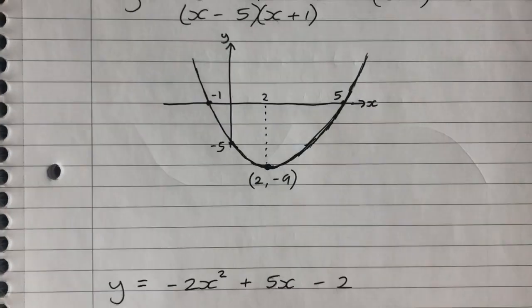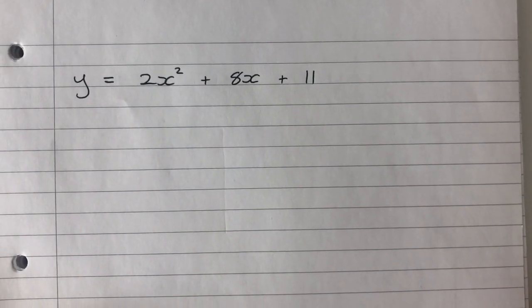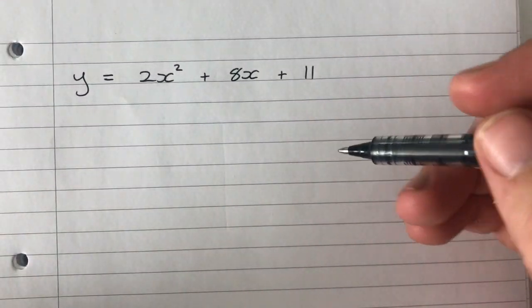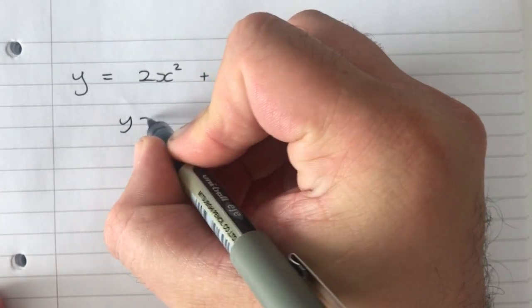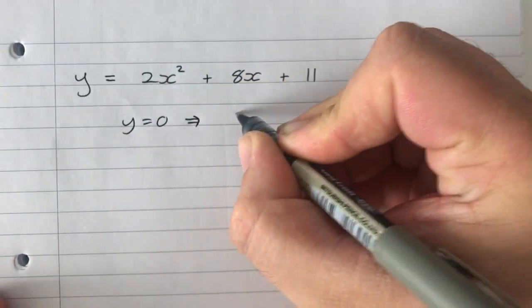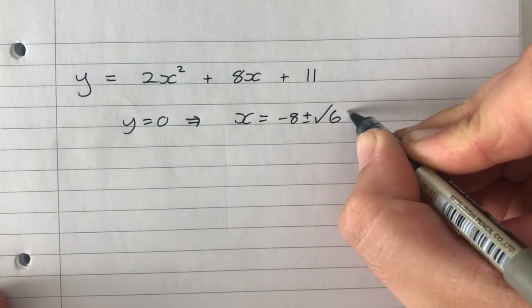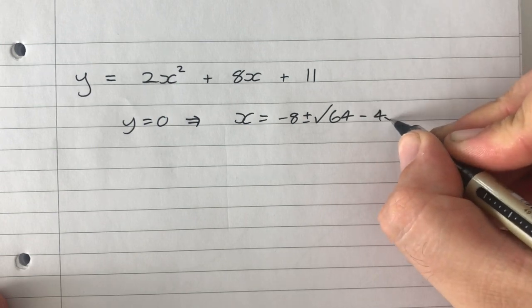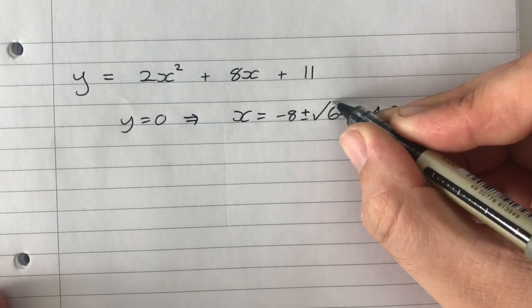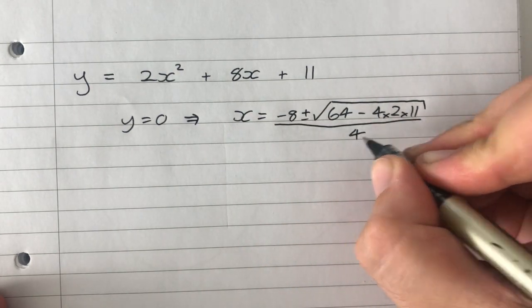And one final example, which I wanted to show you, this one, because this one doesn't have any roots. So we get to this one and we say, hold on, let's just try and solve y equals 0. This tells us that x equals minus b plus or minus the square root of b squared, 64, minus 4ac, so that's 4 times 2 times 11. All divided by 2a, which is 4.